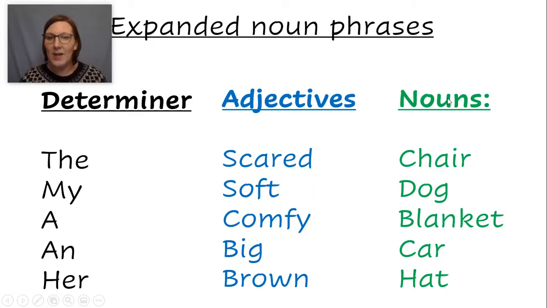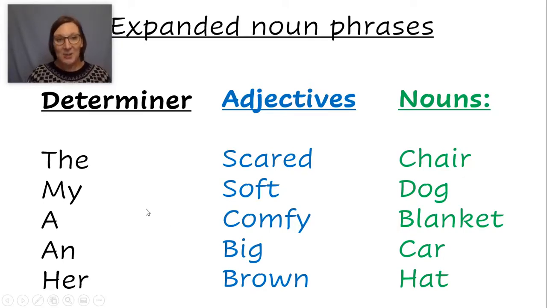a noun. So I would like you to pick a determiner, pick an adjective, pick a noun, put them together. Does it make sense? So, for example, you might pick the comfy chair. Oh, I love a comfy chair. So I want you to have a go at that. It's on your sheet. Have a go, pick a determiner, pick an adjective, pick a noun. Pause the video here. Have a go at that now.